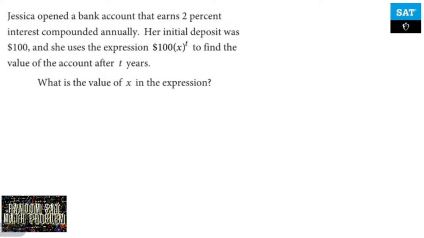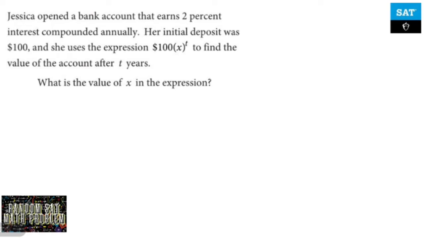Jessica opened a bank account that earns 2% interest compounded annually. Her initial deposit was $100, and she uses the expression 100 times x to the t to find the value of her account after 2 years. What value is t in this expression?